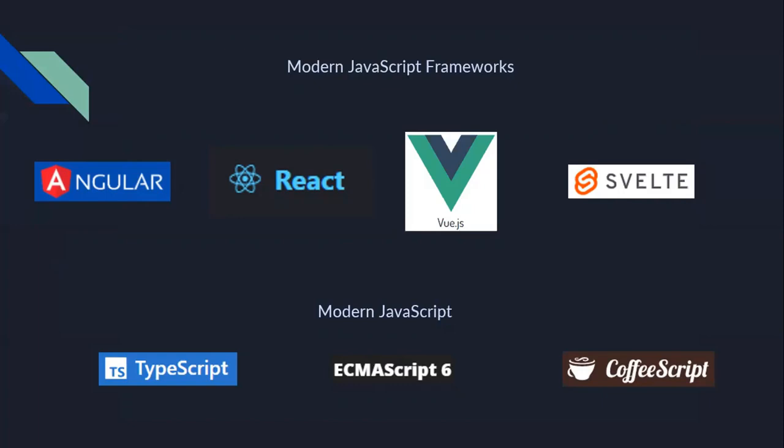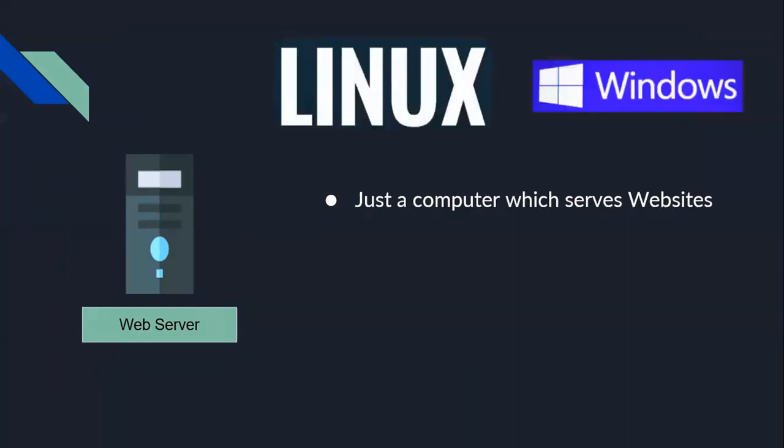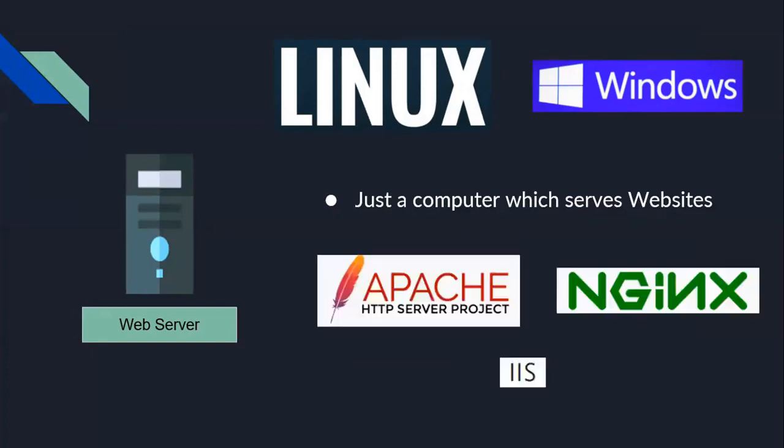Till now, we were looking into the components of front-end development. Now we will look into the back-end development. Web server is nothing but a computer which serves websites, and the most popular web servers run on Linux and Windows operating systems. Some of the most popular web servers are Apache Web Server, Nginx, and IIS. Luckily, this is the one component in web development which simply works and very little configuration changes need to be done by the developer.